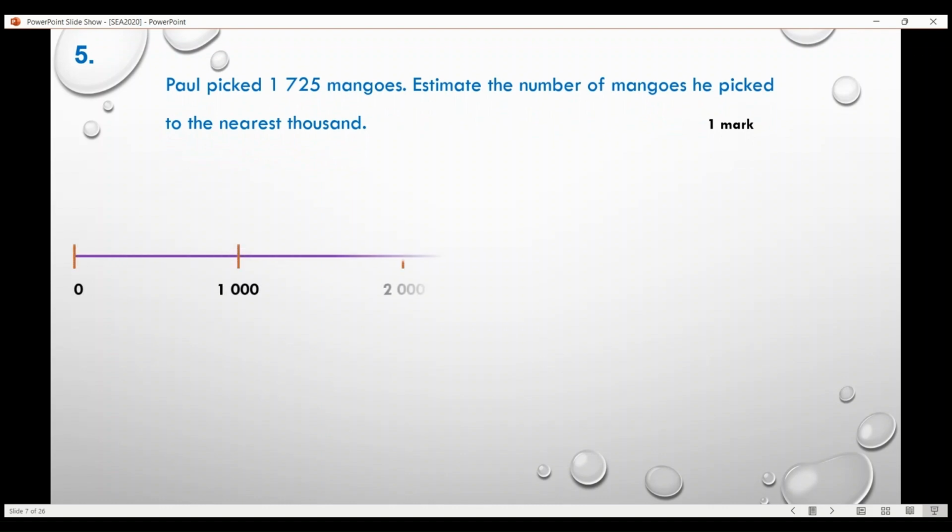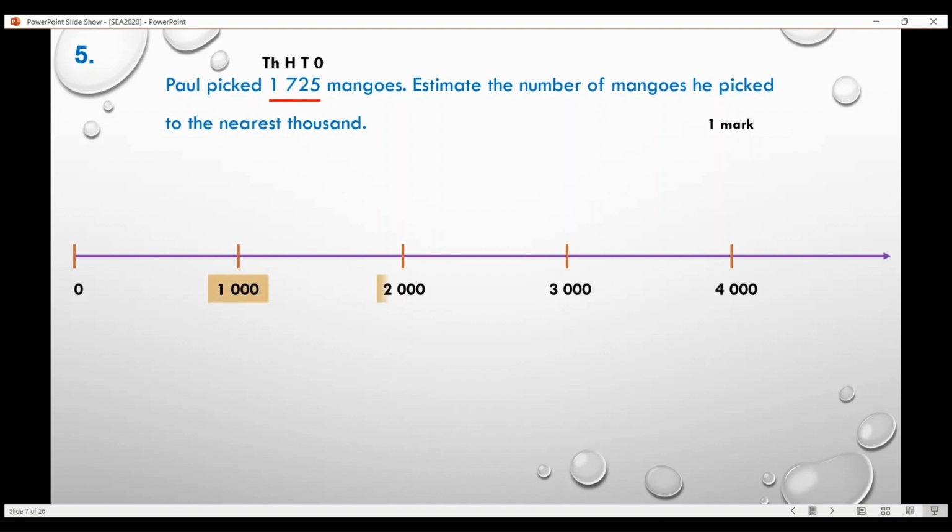So if we consider a number line and we're counting in thousands, just as they asked us to estimate, we have 0,000, 1,000, 2,000, and so forth. And we're looking at the number 1,725. So if we put values on them, you'll see the place values as ones, tens, hundreds, and thousands. And how many thousands do we have? We have either 1,000 or it will go up to 2,000, somewhere around there. So we need to figure out which one will be our answer.